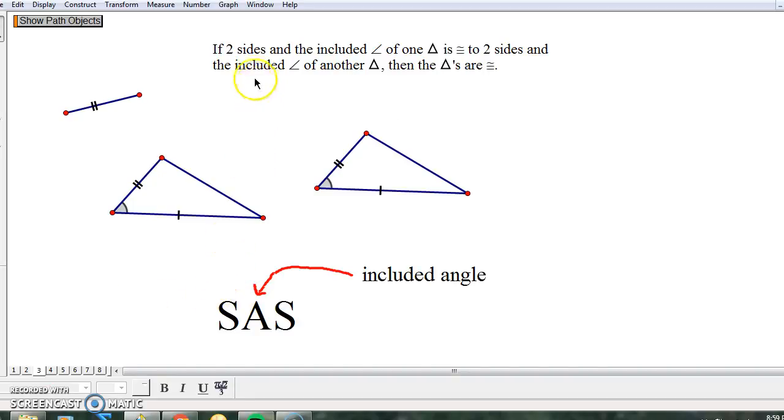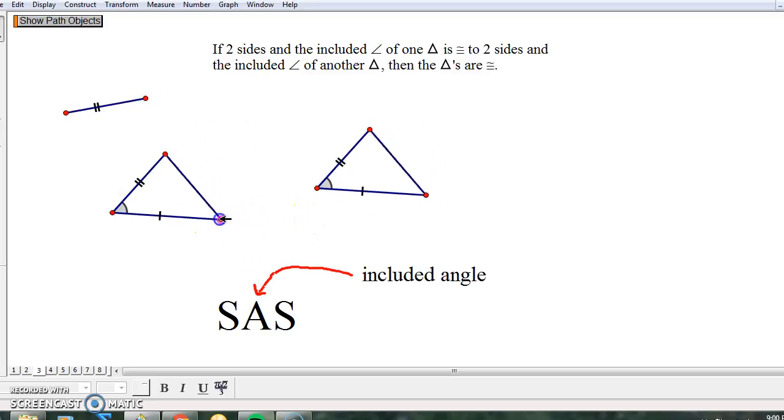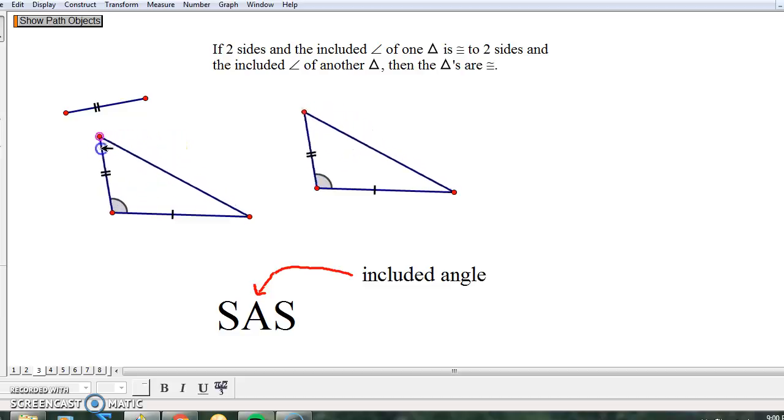The way this one is read is, if 2 sides and the included angle of one triangle are congruent to 2 sides and the included angle of another triangle, then the triangles are congruent. The included angle means the angle that is congruent is sandwiched right in between the 2 congruent sides. As you can see, this side is congruent to this side always. I can change the length, but they're always going to be congruent. And side 1 is congruent to side 1. I can change that length. And then the angle that's sandwiched between them, called the included angle, is also going to be congruent. I've got it set up where that stays congruent.